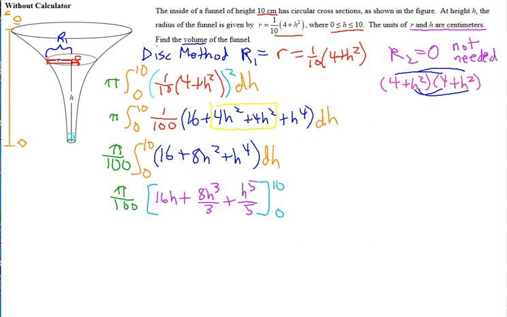If we keep simplifying this, we have pi over 100. I'm not going to multiply it out yet because there's some simplifying we can do to make it a little easier. So I'll just leave this as 16 times 10 plus 8 times 10 cubed over 3 plus 10 to the 5th over 5.